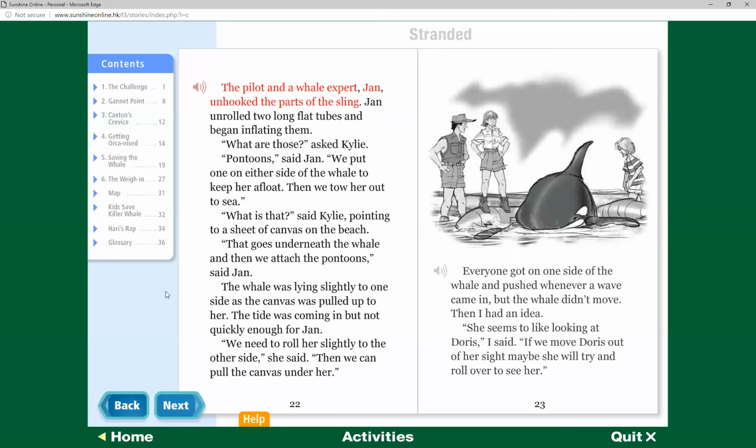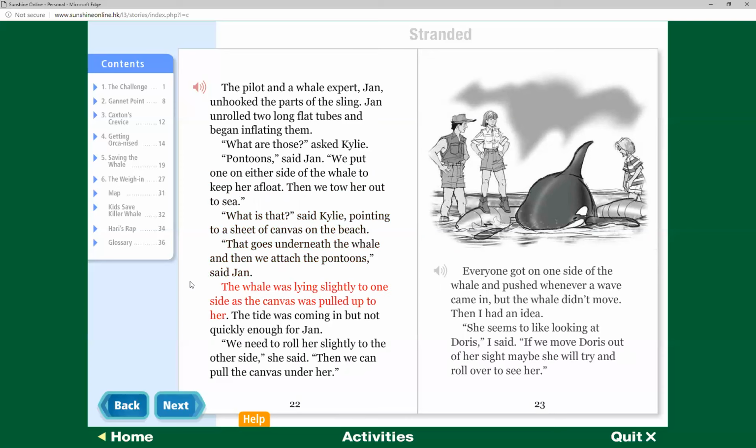The pilot and a whale expert, Jan, unhooked the parts of the sling. Jan unrolled 2 long, flat tubes and began inflating them. "What are those?" asked Kylie. "Pontoons," said Jan. "We put one on either side of the whale to keep her afloat. Then we tow her out to sea." "What is that?" said Kylie, pointing to a sheet of canvas on the beach. "That goes underneath the whale, and then we attach the pontoons," said Jan.